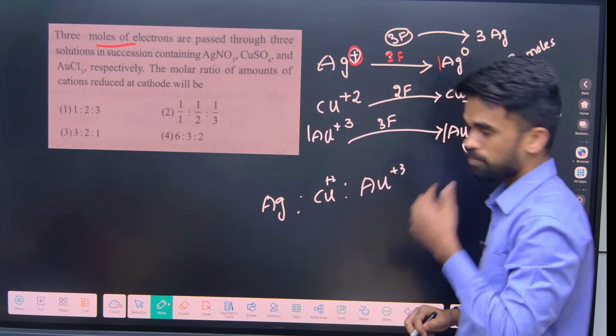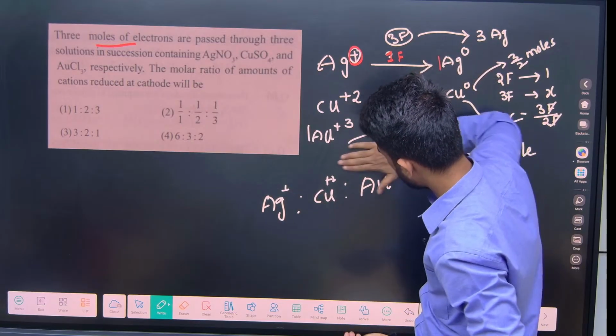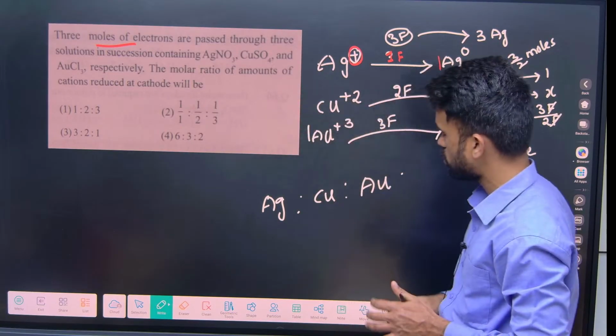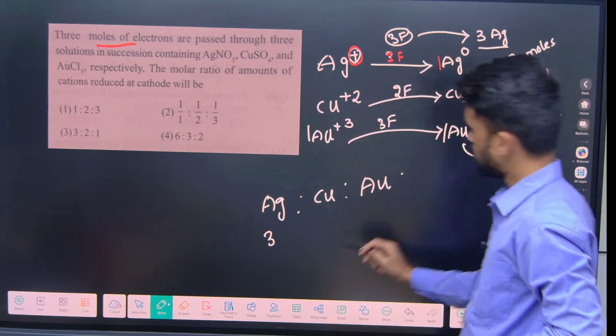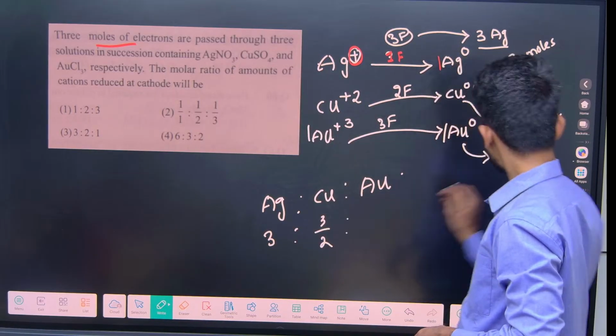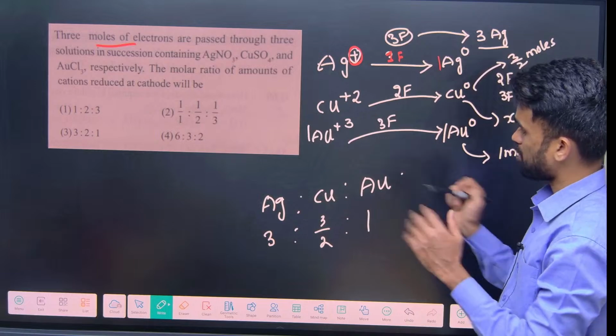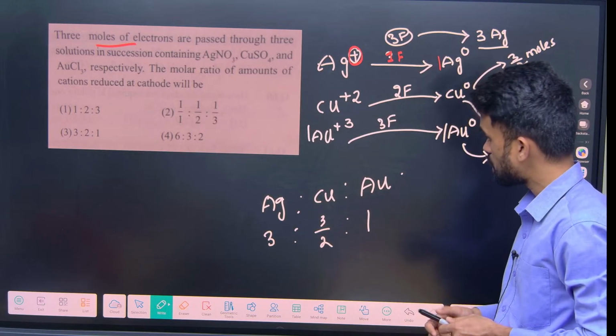Or just take the metal. Now what is the ratio? This is 3 is to 3 moles deposited now. 3 is to 3 by 2 is to 1 mole, like this. Do we have any option like this? No, but try to convert it in the possible ways.